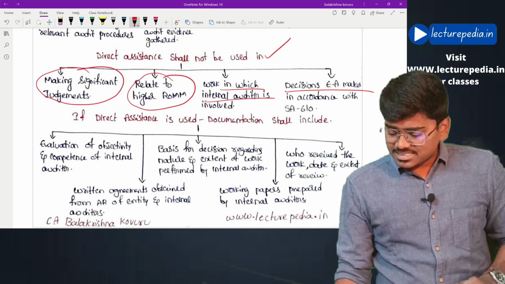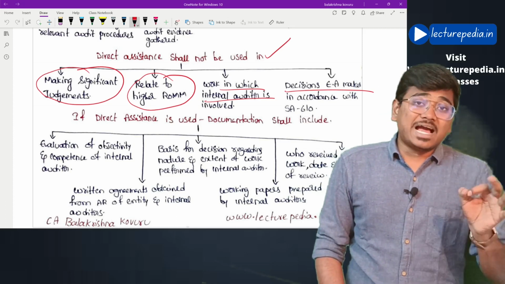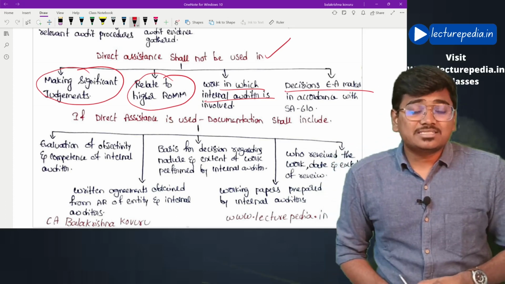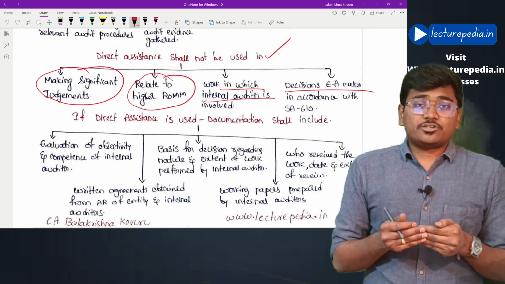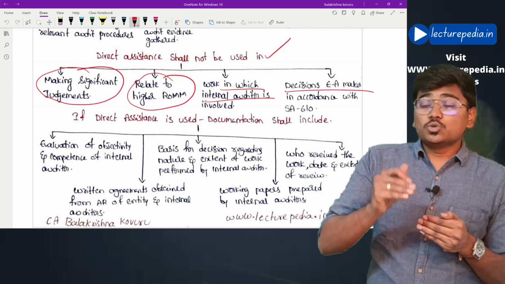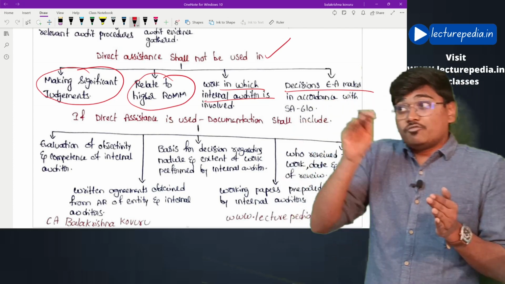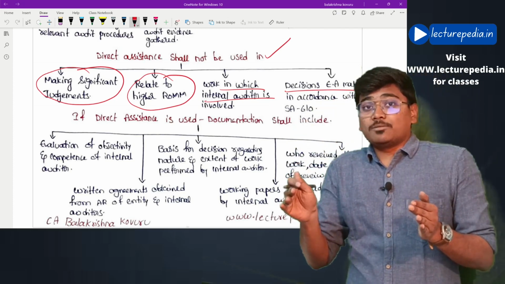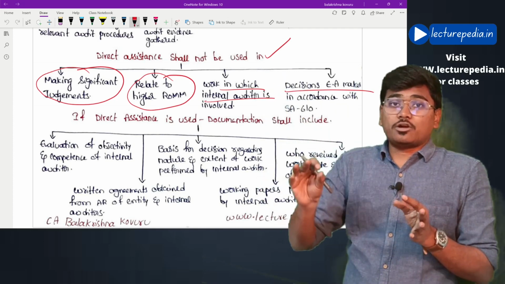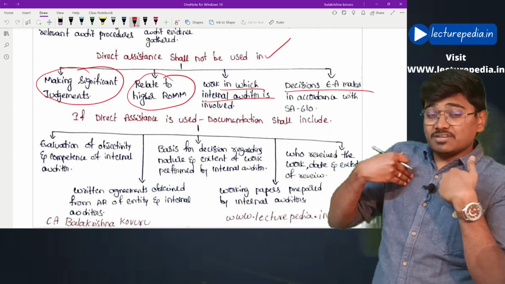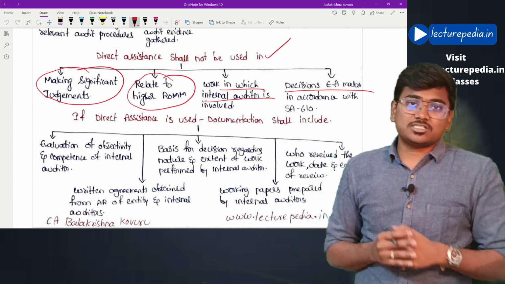And decisions that the external auditor makes as per SA 610. As per SA 610, external auditor, statutory auditor will determine whether to use direct assistance or not. The decision of whether to use direct assistance or not should not be assigned to the internal auditor. External auditor himself has to decide whether to use direct assistance or not as per SA 610.